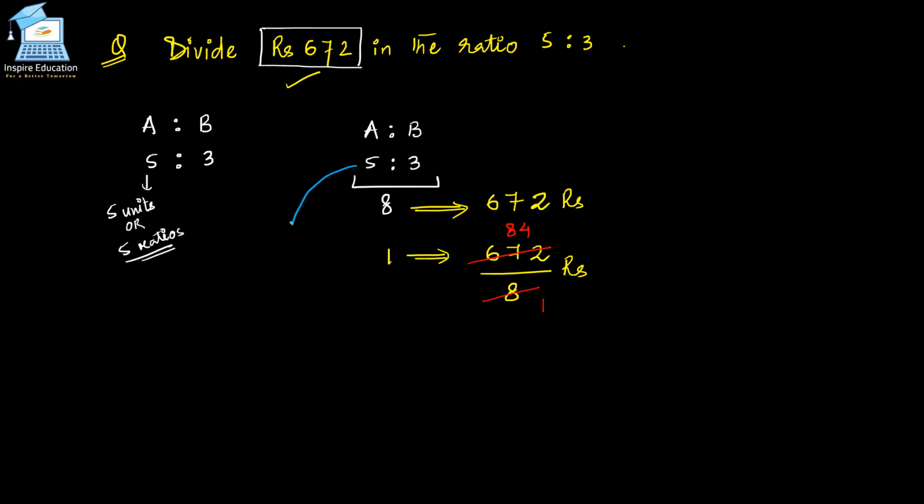If 1 is 84, what is the value of 5? 5 multiplied by 84. What is the value of 3? 3 multiplied by 84. Last class also in the age problems we have done something like this. If 2 is equivalent to 10, 1 is equivalent to 5, we multiplied the ratios by 5 and got the original age. So this will be 420 rupees. And this will be 252 rupees. Done. Okay, simple.